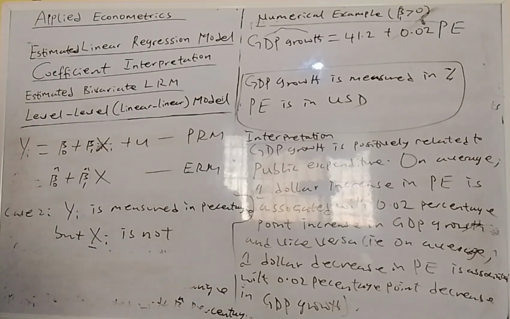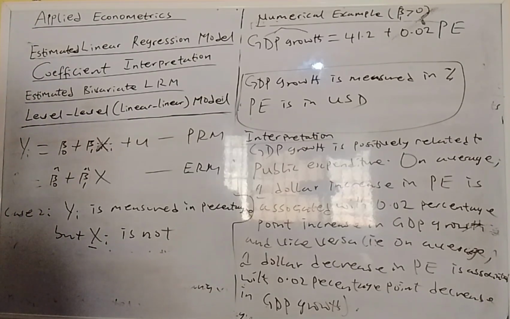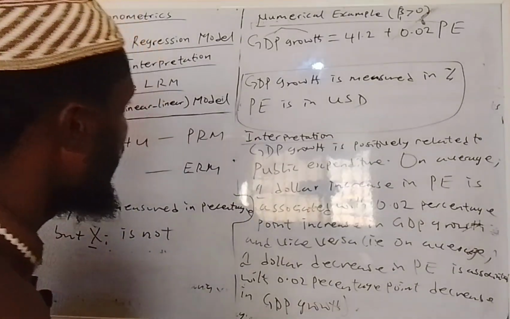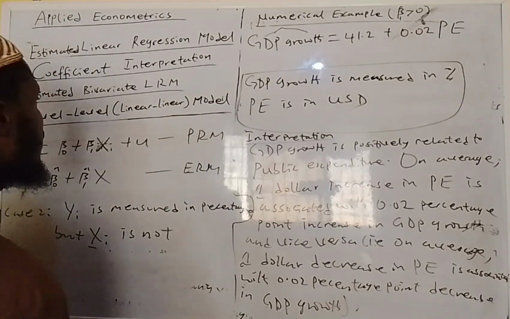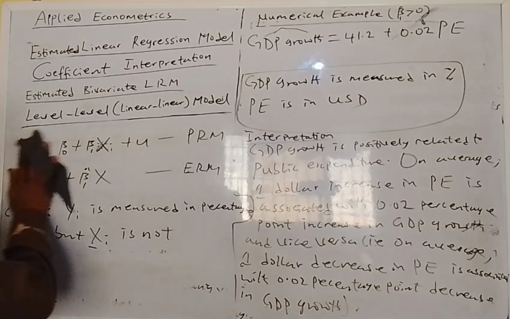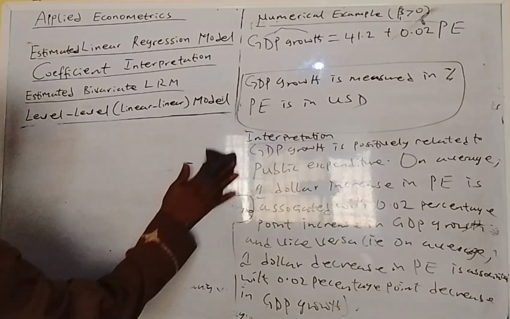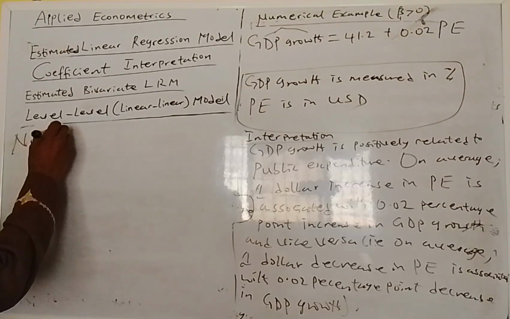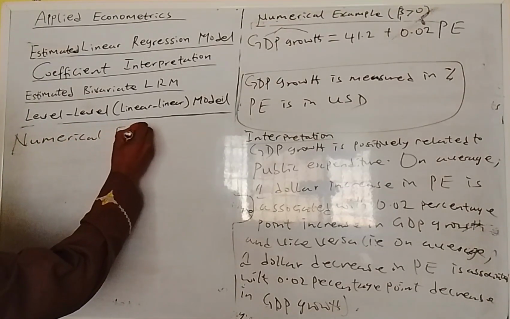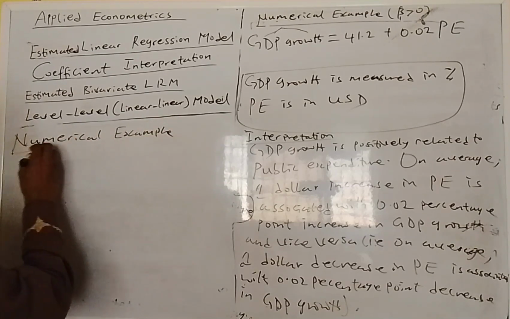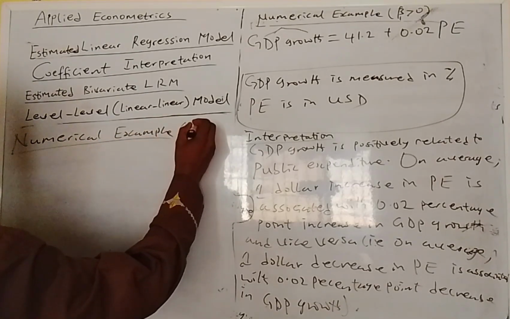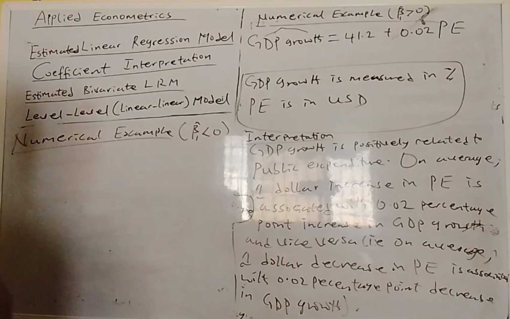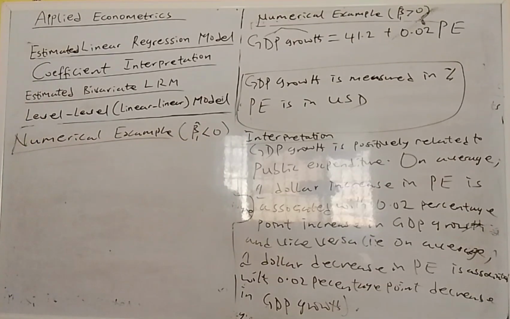So let's consider a case where the coefficient is negative. What if the coefficient is negative? How do we interpret that? Let me use this side. A numerical example, especially where you have your beta 1 less than 0. How do we interpret? Let's give this example.